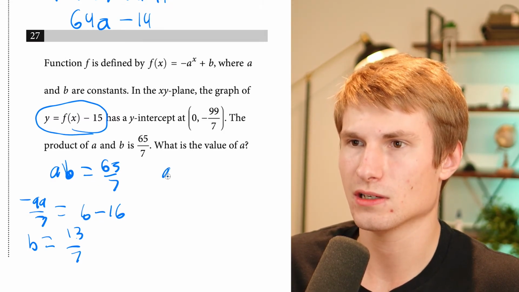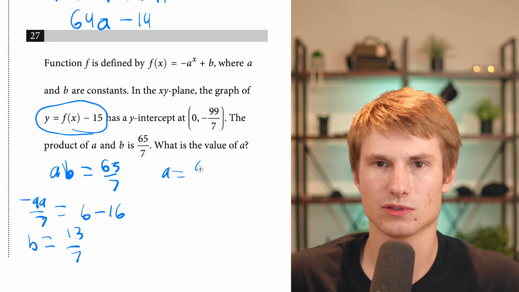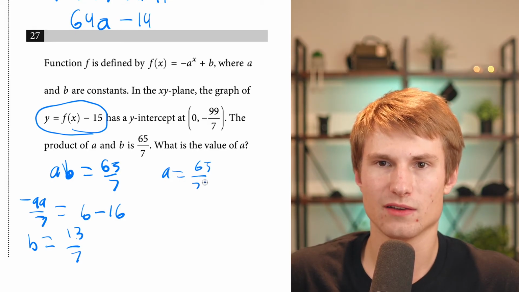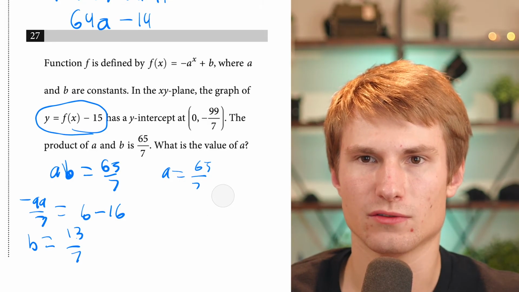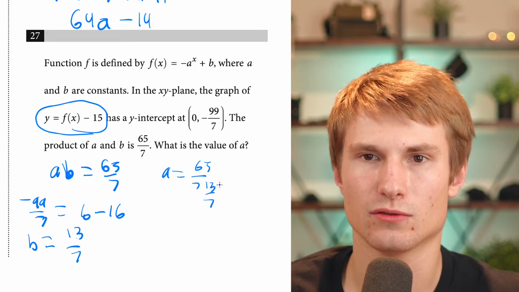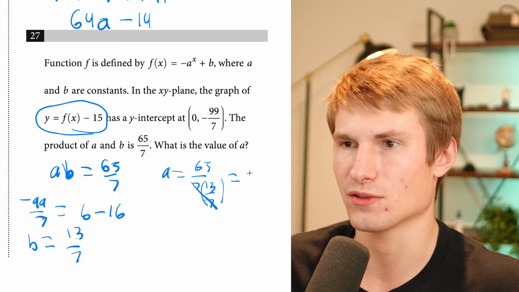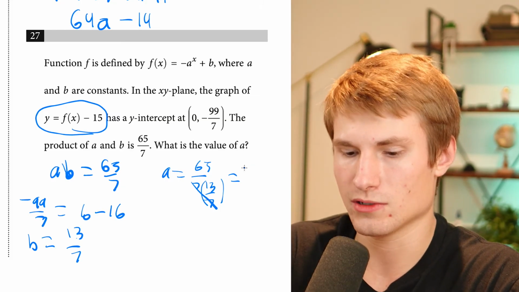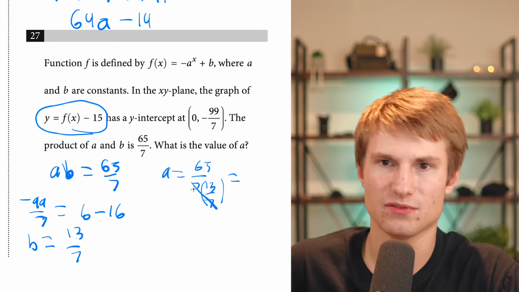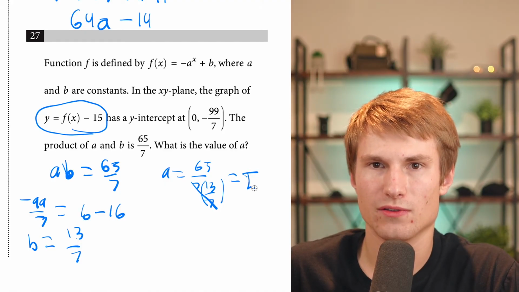I guess first let's get what a is going to equal. So that'd be a is equal to 65 divided by 7 times b. We know the value of b is 13 over 7, so we can plug that in, 13 over 7. We see our 7s would cancel, and we get 65 over 13. If we put that in our calculators, I believe that's 5, but I'll quickly double check. That is 5. So our answer for the value of a is 5.